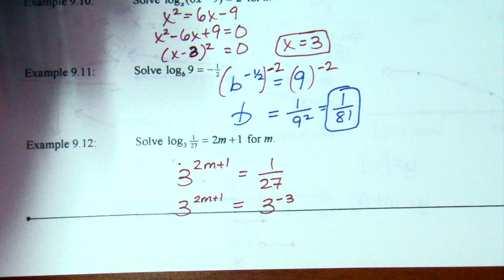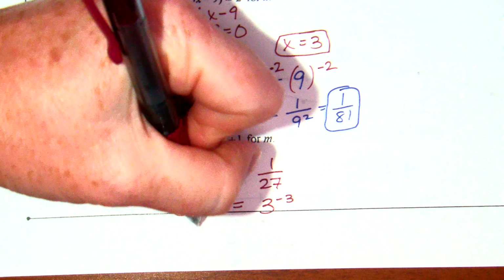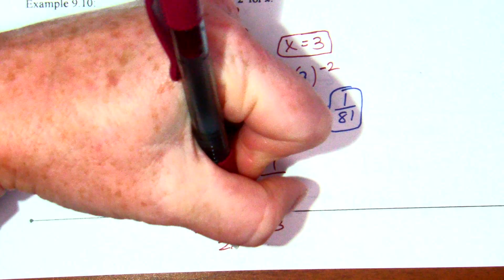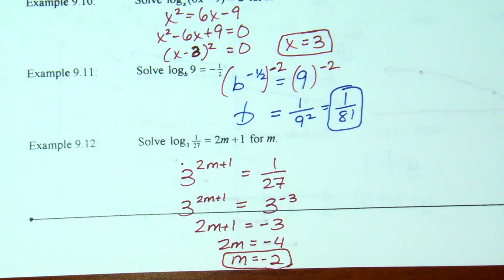So if I have 3 to the 2m plus 1 equals 3 to the negative third, remember if the bases are the same, you can drop the bases off, set the powers equal to each other, and you can solve. 2m plus 1 equals negative 3. Subtract 1. 2m equals negative 4, and m is negative 2. Okay.